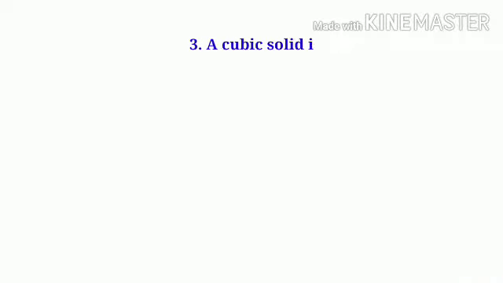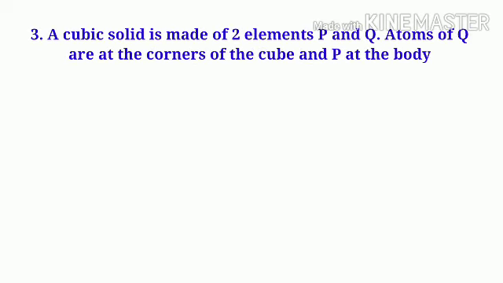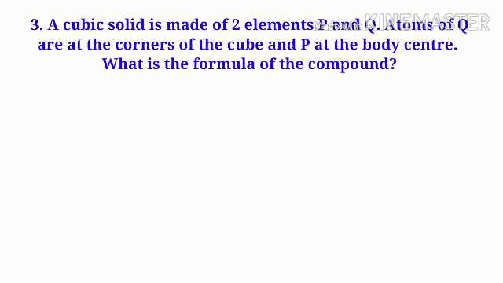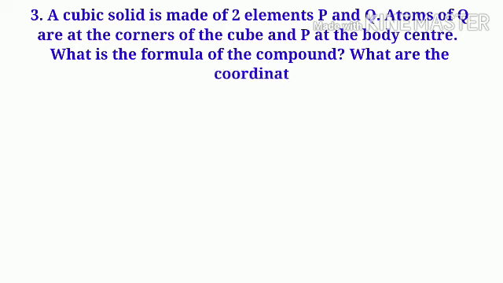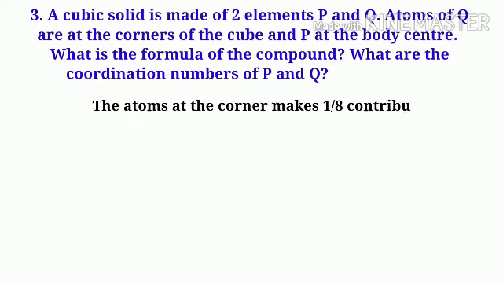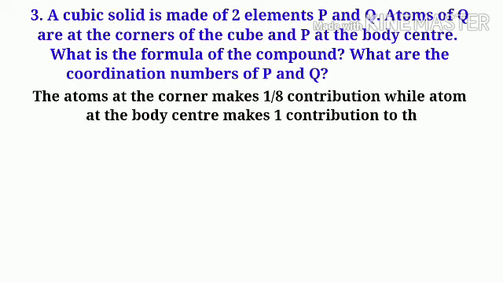Third problem. A cubic solid is made of two elements P and Q. Atoms of Q are at the corners of the cube and P at the body center. What is the formula of the compound? What are the coordination numbers of P and Q? We know that the atoms at the corner make 1/8 contribution while atoms at body center make 1 contribution to the unit cell.